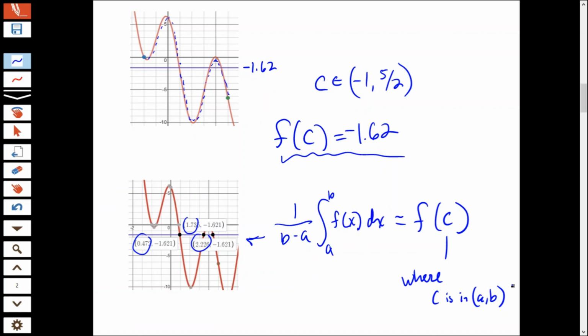It's kind of like saying, if our average speed going from here to New York City was 60 miles an hour, then you've got to hit 60 somewhere, at least a couple times. Good. So that is the average value of a function.